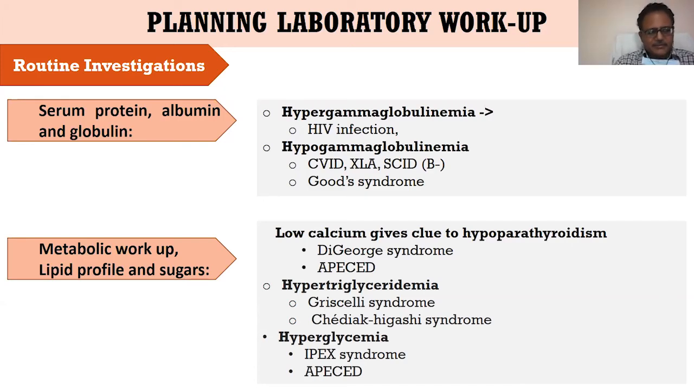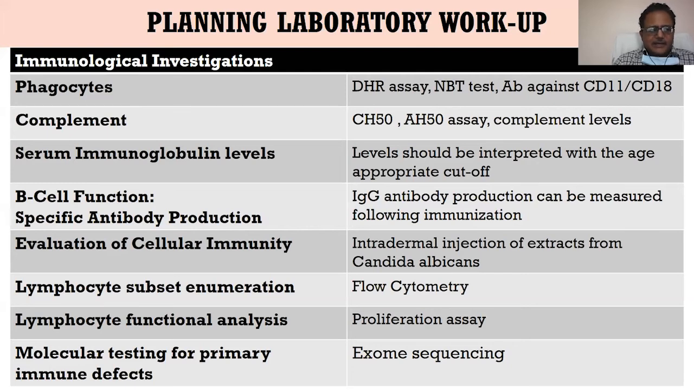Then metabolic workup may also point towards certain things. Low calcium because of hypoparathyroidism in patients with DiGeorge syndrome. Hypertriglyceridemia in Schimke and Ricci syndrome, and hyperglycemia in IPEX, because both of them are associated with type 1 diabetes mellitus. Now, after doing these basic investigations, we come to the immunological investigations.